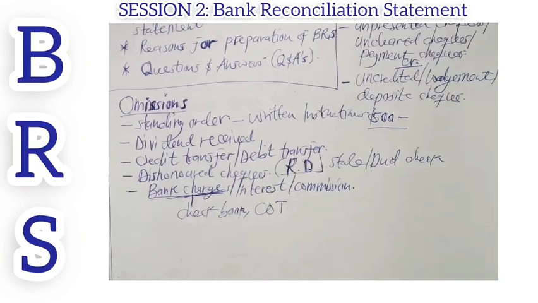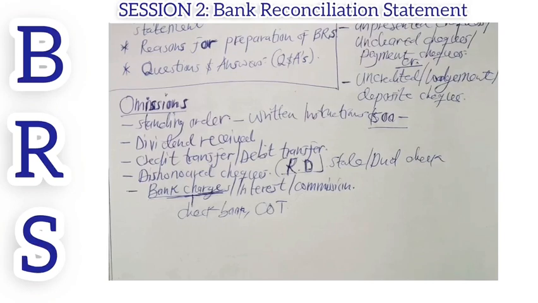It may be in the form of a checkbook, a commission on turnover, or other interest or other expenses that may be charged to the customer unknowingly until the bank statement is received. All right, so that is the omissions aspect that we actually want to understand.